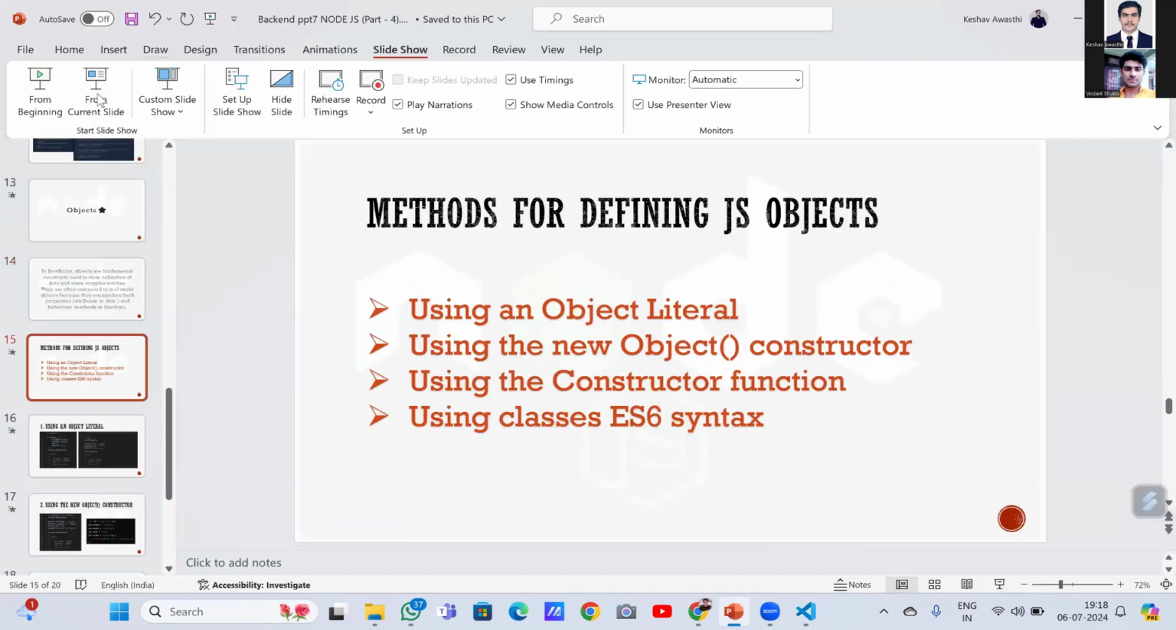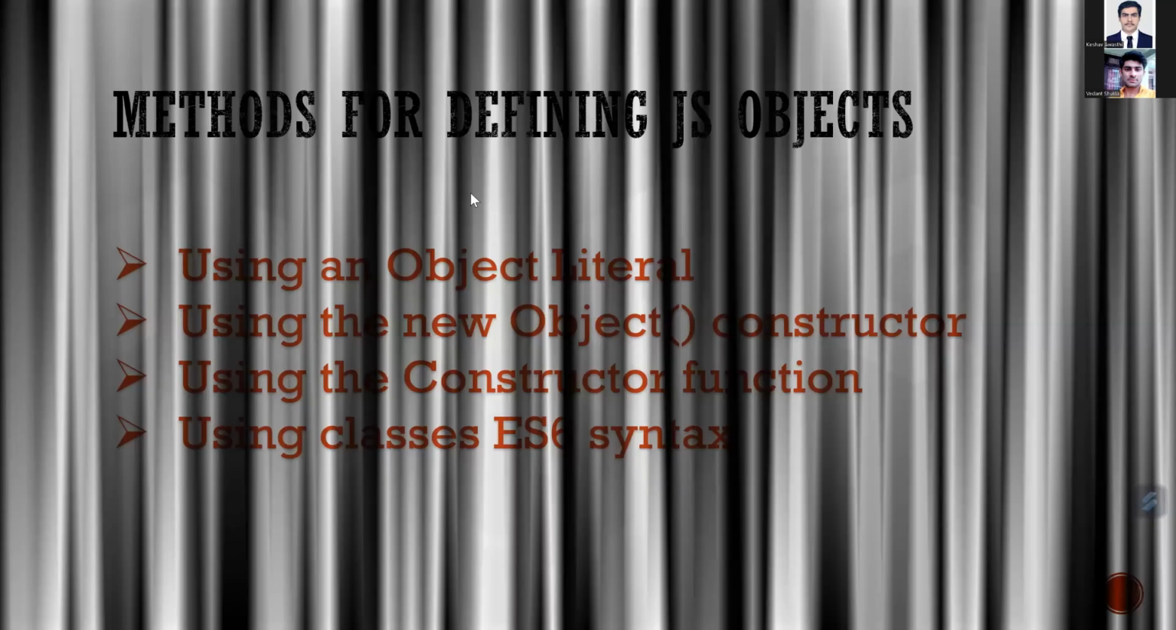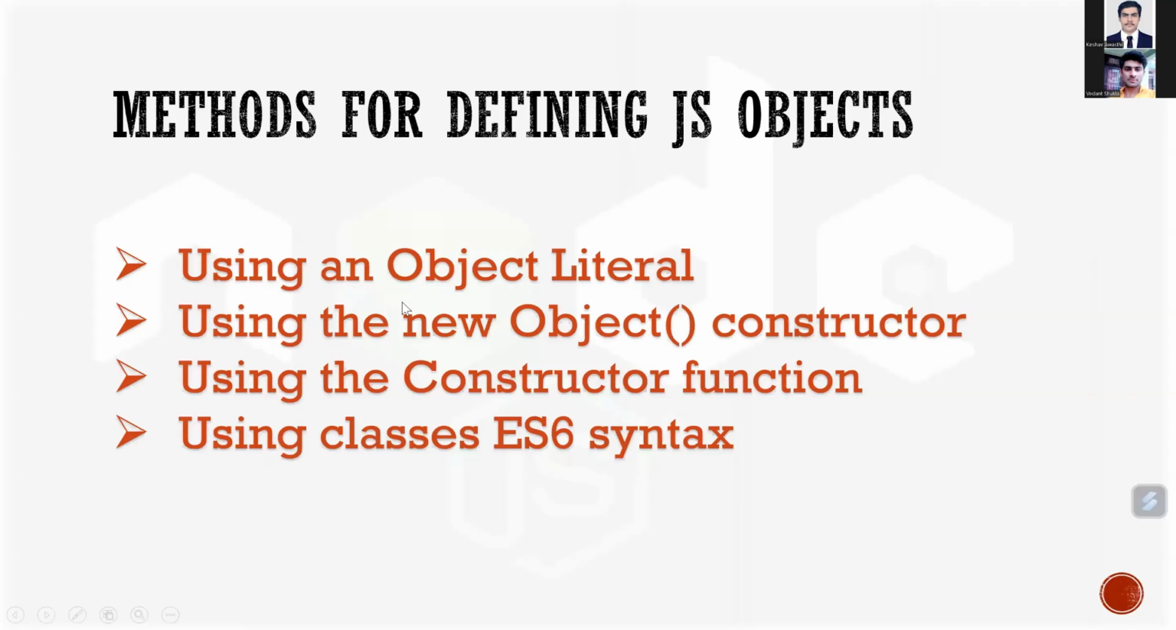Now we will see different ways of defining JS objects. These are the four ways you can define objects in JavaScript. The first is using an object literal. Next is using the new Object constructor, third is using a constructor function, and the fourth way is using classes, the ES6 syntax.